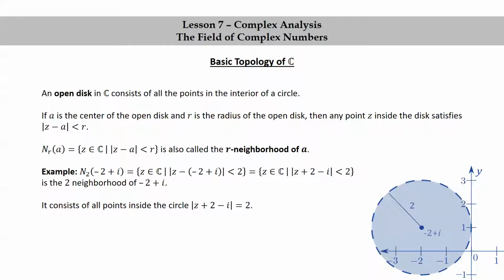Here's a picture of the 2 neighborhood of negative 2 plus i. You can see that the disk is shaded in to indicate that the interior of the circle is included in this neighborhood, and the boundary is dashed instead of solid, indicating that the boundary is not included.